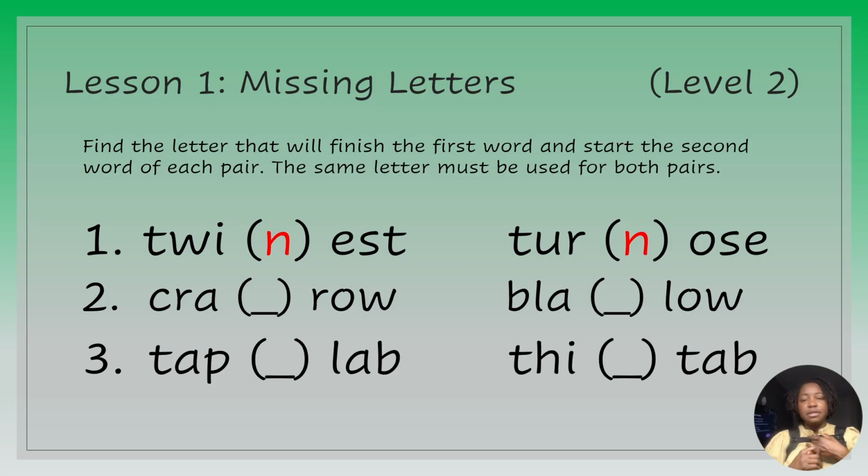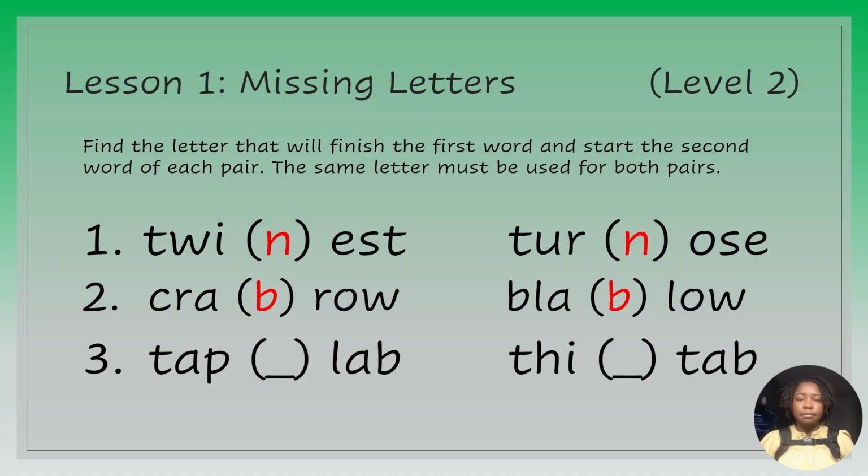It forms twin, nest, turn, and nose. Now it's your turn. Try the next question and pause the video if you need more time. Make sure you try and use the technique. For the second one, if you chose B, you are absolutely correct. It forms crab, bro, blab, and blow.